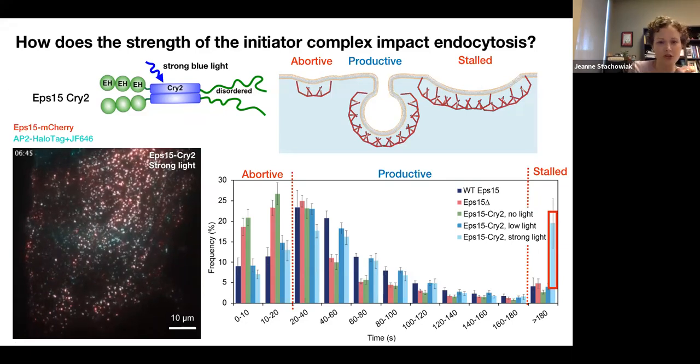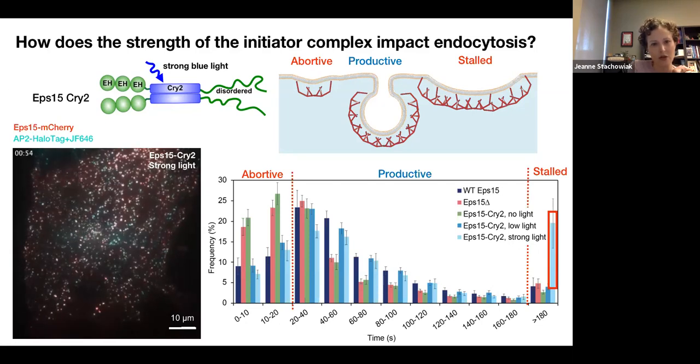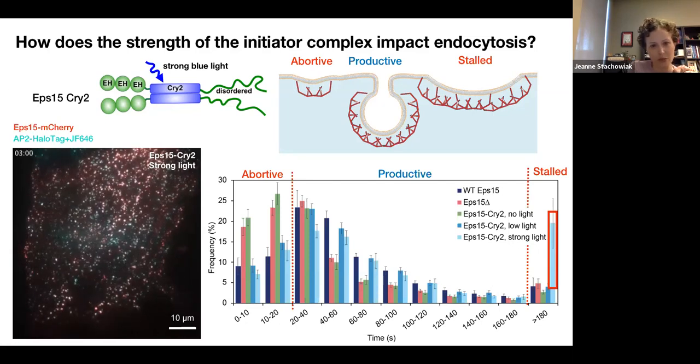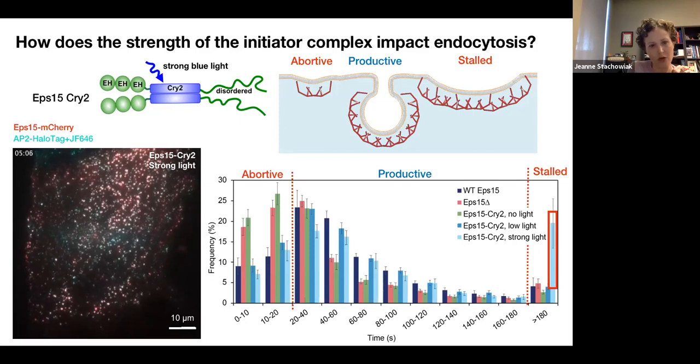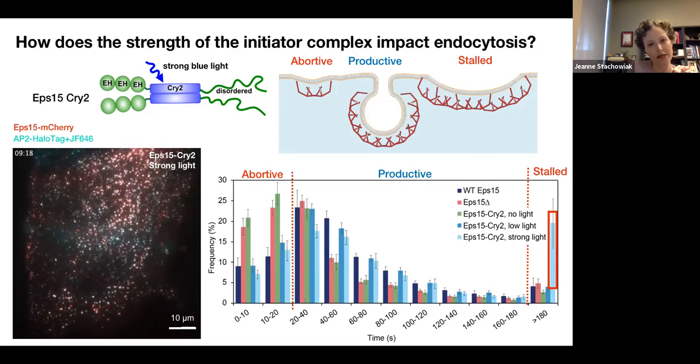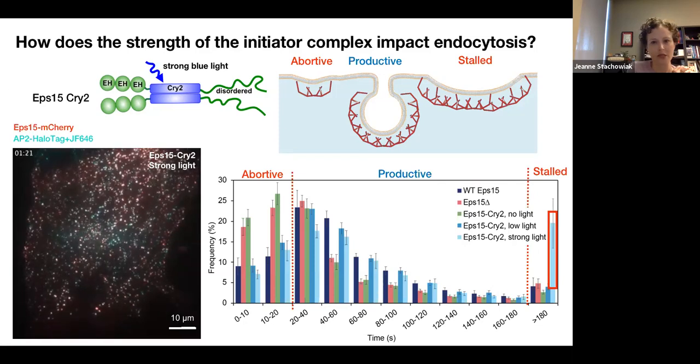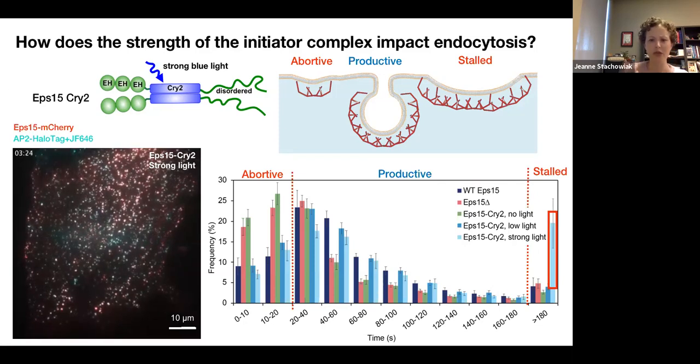And you can see the stalled structures in this video here. You see these large endocytic structures, and some of them, if you fix your eyes on them, you'll see they persist through the whole movie. This is, I think, a 10-minute movie. So they're clearly lasting a lot longer than a normal endocytic structure. So what's going on with that? Why is more not better?